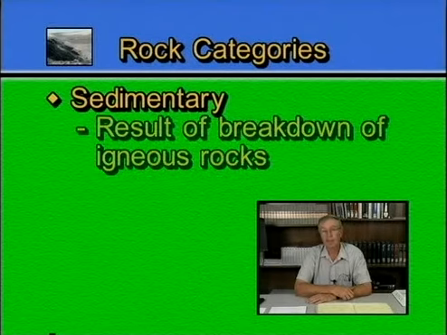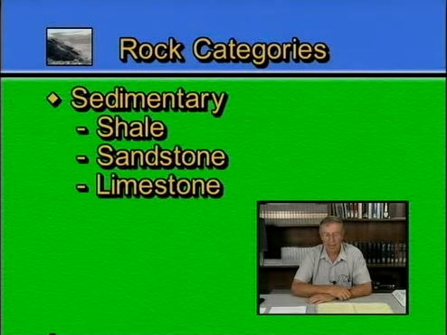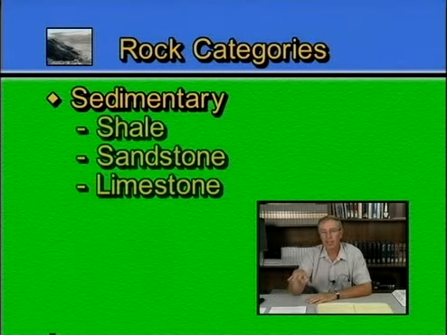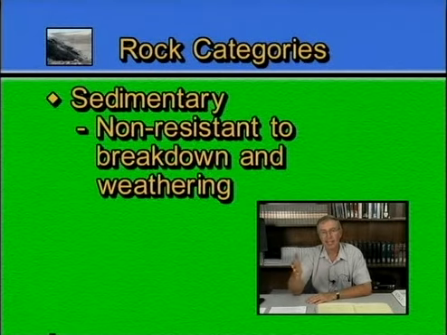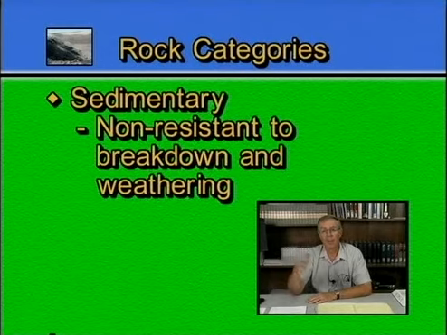Examples of sedimentary rocks include shale, sandstone, and limestone. Now, one of the things that all of these types of sedimentary rocks have in common is that they're relatively non-resistant to breakdown or weathering. And I think that would make sense because igneous are composed predominantly of primary minerals, whereas the sedimentary are much, much higher in secondary minerals, which are going to naturally be less resistant to weathering and breakdown.